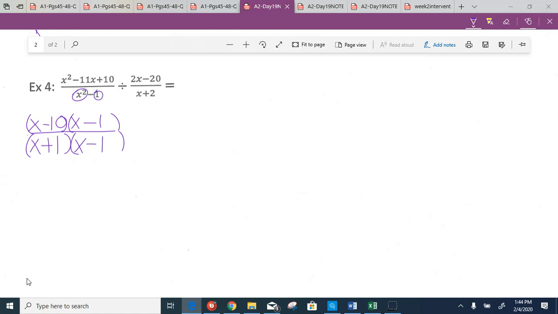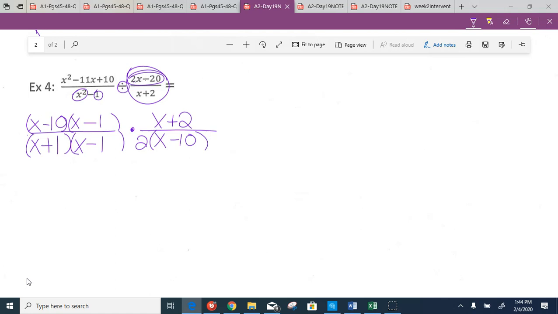Now what I'm going to do is change the division to multiplication. And I'm going to flip this whole fraction upside down. So that means x plus 2 is now my numerator. That stays x plus 2, so that's no big deal. I'm going to take this 2x minus 20. What's common to 2 and 20? Well, that would be the number 2. 2x divided by 2 is just x, and negative 20 divided by 2 is negative 10.